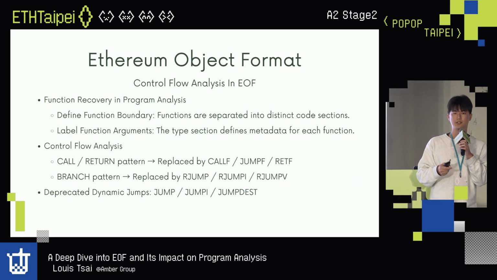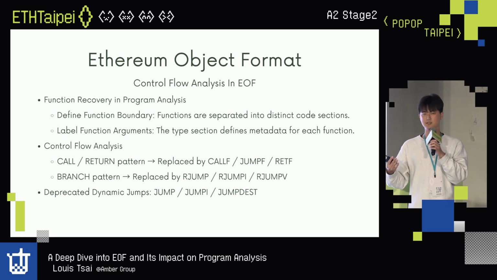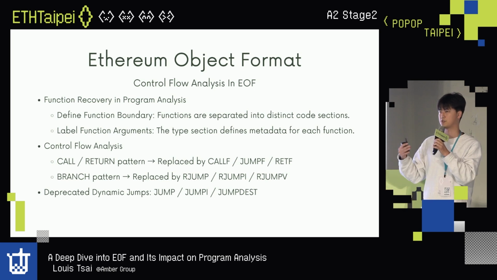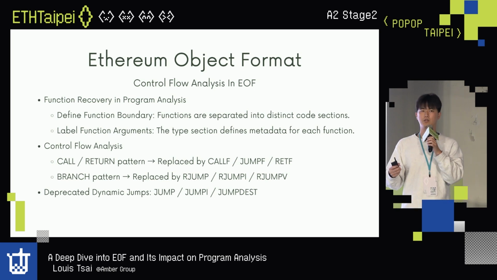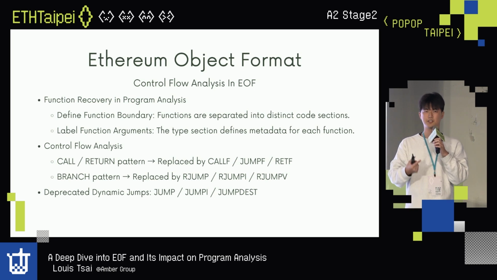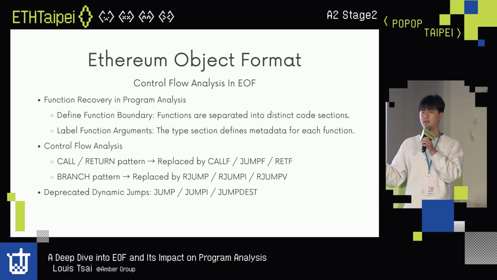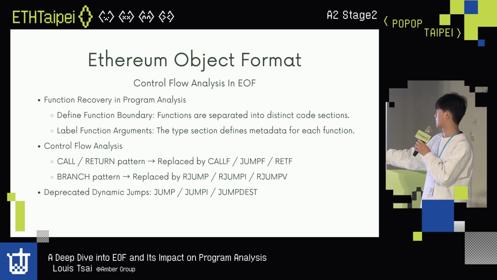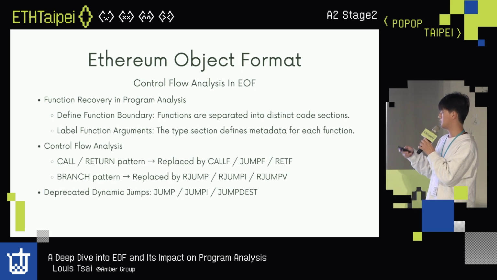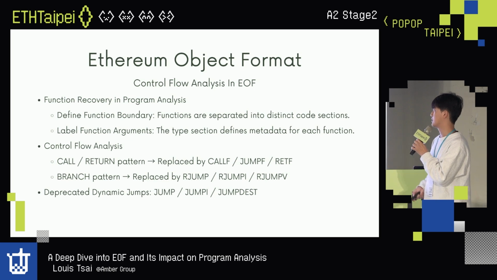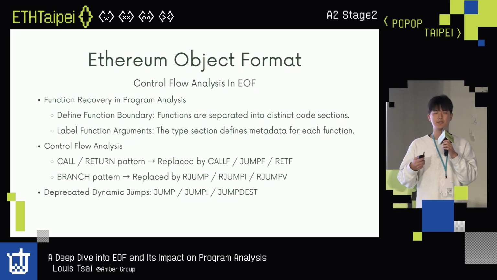So here is a quick summary. In program analysis, we want to detect the function boundary. And we also want to detect the call pattern and the return pattern. And now, each code section would represent one function. And the CALLF and JUMPF would represent the call pattern. And the RETF would represent the return pattern.